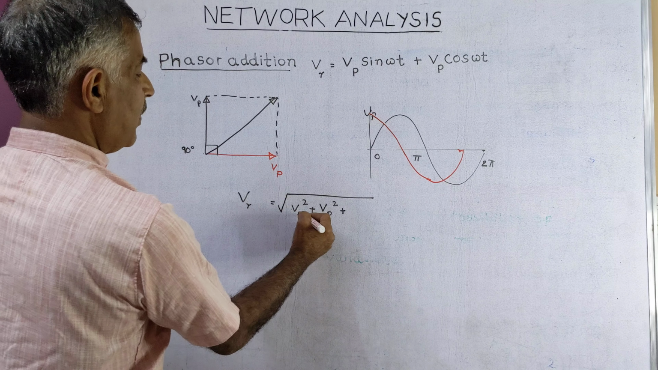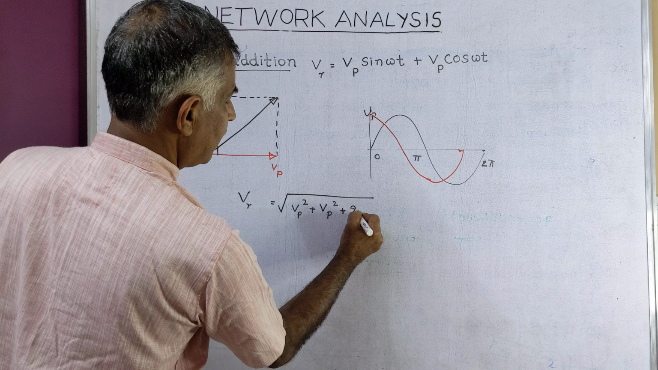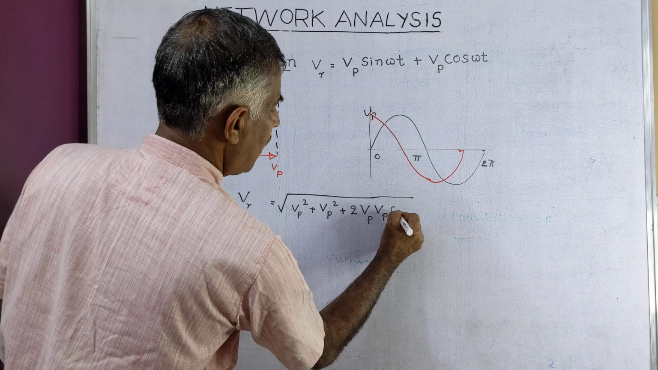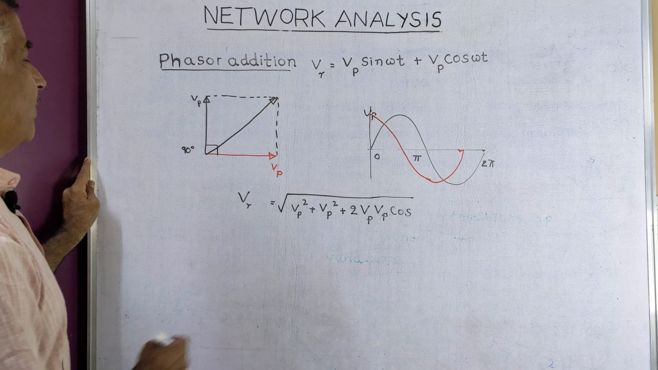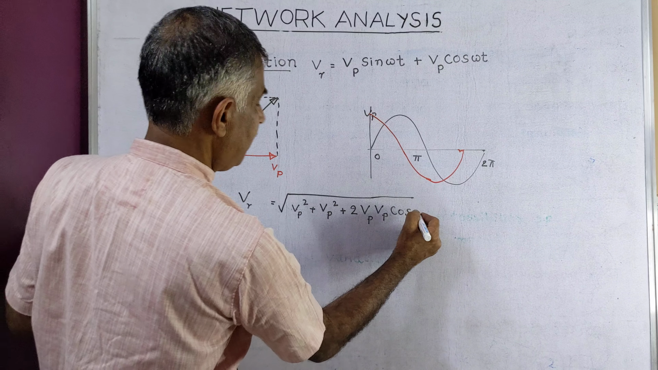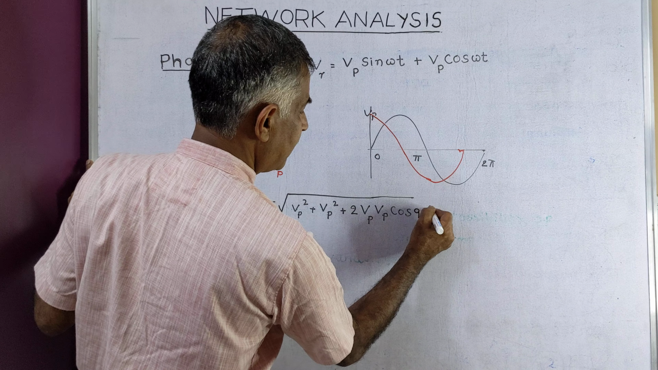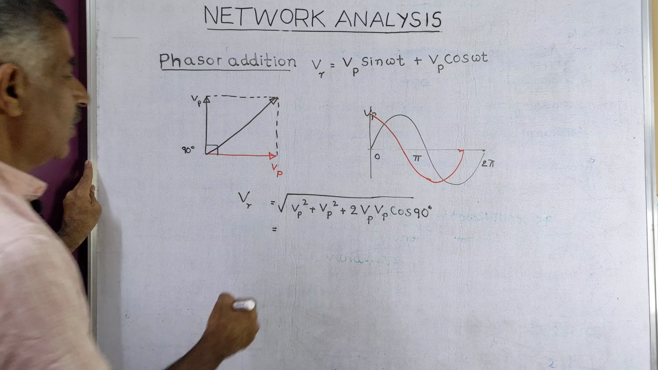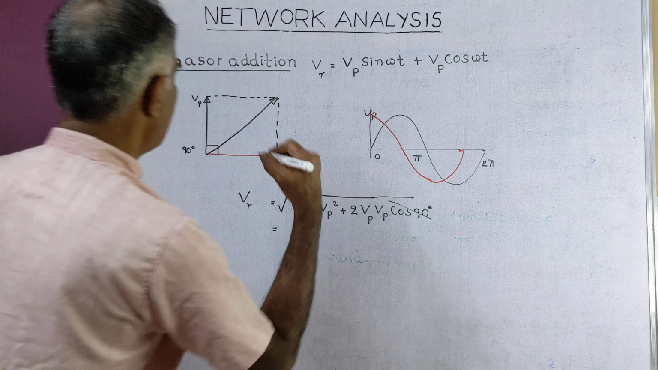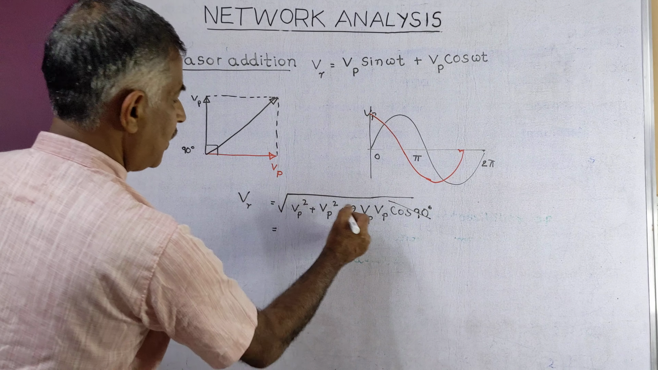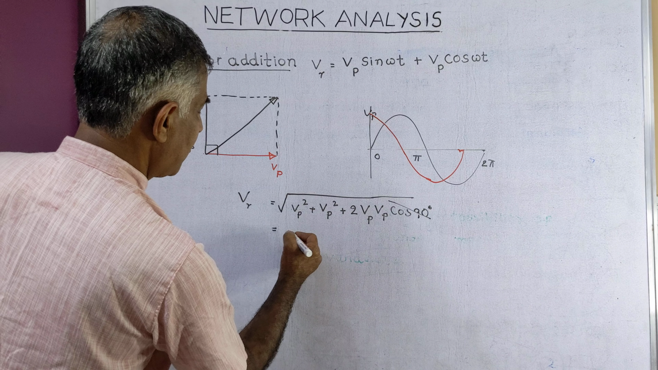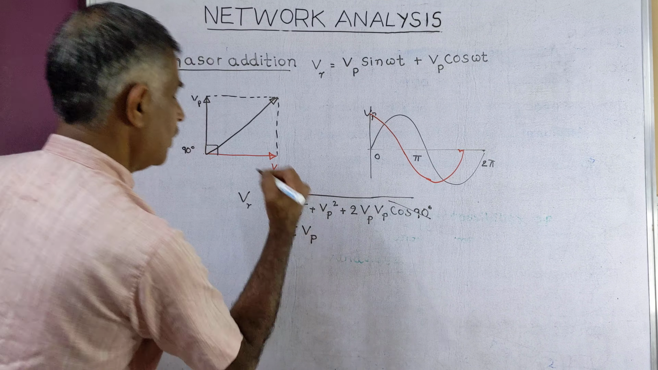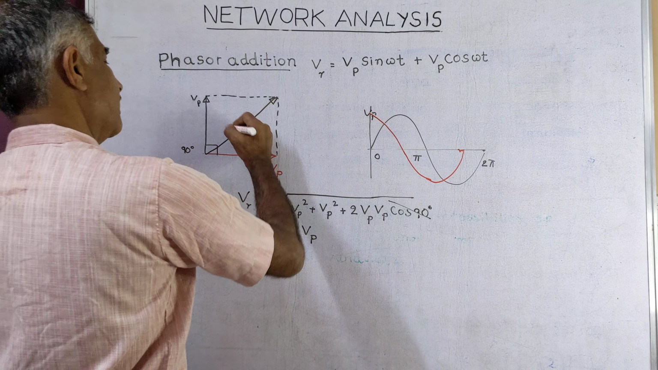The resultant is root of Vp square plus Vp square plus 2 Vp Vp cos of the angle between these two phasors, that is 90 degrees, cos 90 degrees. Cos 90 is 0. Therefore, adding these two terms, it is root 2 Vp. So root 2 Vp is the length.